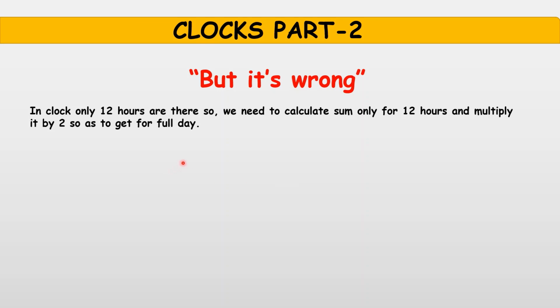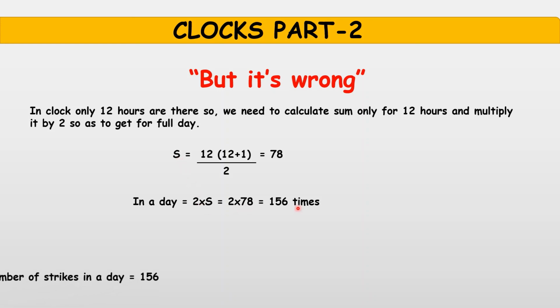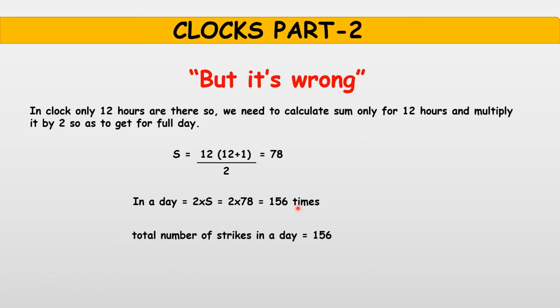So S equals 12 into 12 plus 1 by 2. You'll get 78. In a day, multiply it by 2, so you'll get 156. The total number of strikes in a day is 156. Remember this problem, it is a very tricky problem. You might take 24, but it is actually 12. So do it for 12. The total number of strikes in a day is 156.